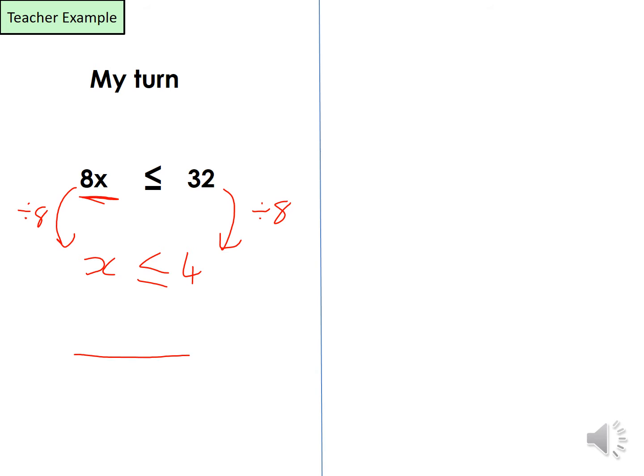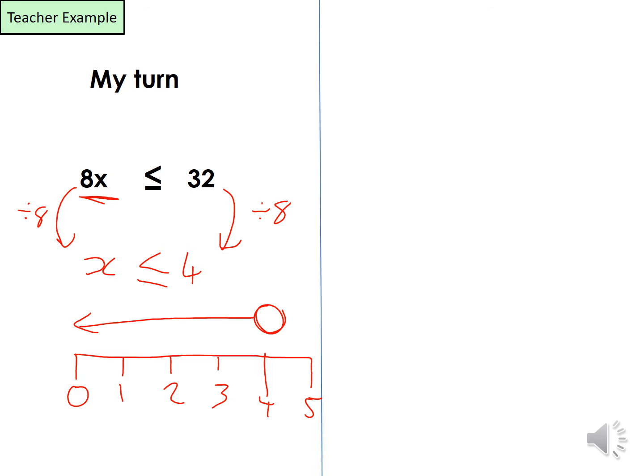Now to represent this on a number line, I'm going to do 0, 1, 2, 3, 4 and 5. I'm going to put a circle above the 4, and as we are looking to go less than or equal to, if it's less than, it's going to be going to the left, as you should know from the previous lesson. And don't forget, it may also be equal to, so I'm going to fill it in. It's going to be a filled in circle here. And that is how we represent it on a diagram.